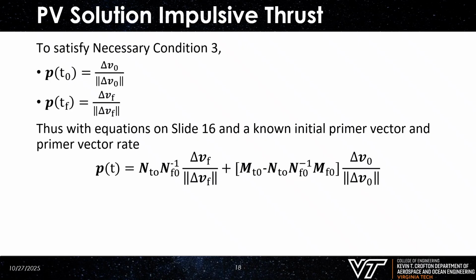To satisfy our third necessary condition, we want to make sure that the primer vector is our unit vector, so a unit vector along the direction of our delta v. So we just take our primer vector and say that it's equal to the delta v at that time divided by the magnitude of delta v. And now with all the equations on slide 15, as well as having a known initial primer vector and primer vector rate, we can solve for our primer vector at any point, and it would be equal to the following equation.